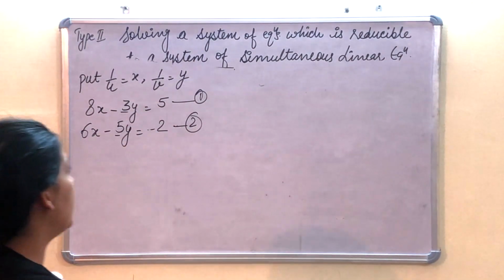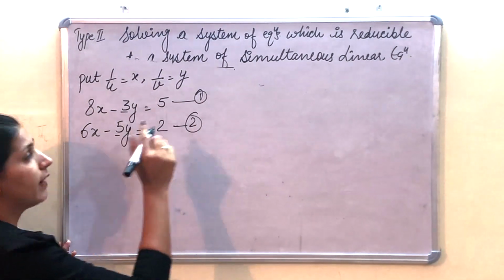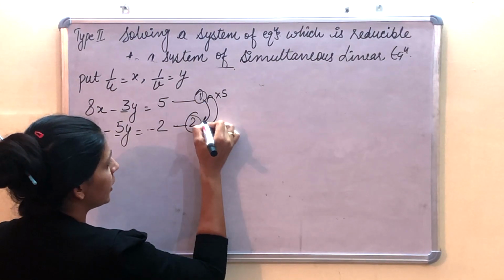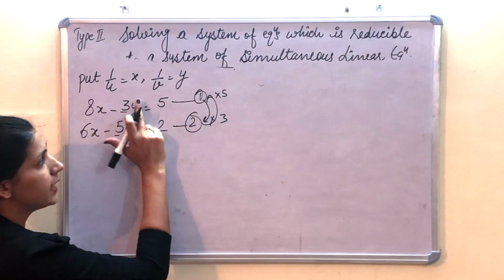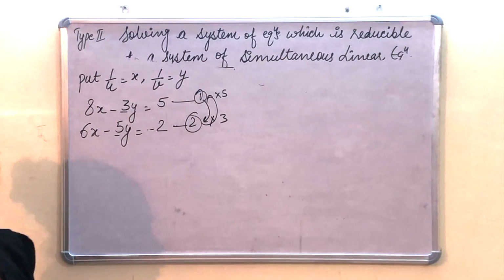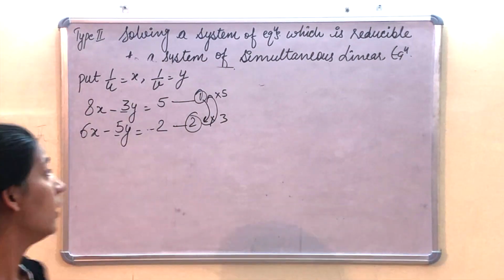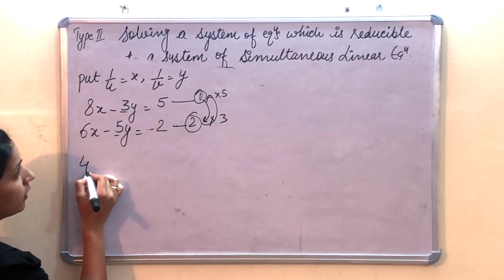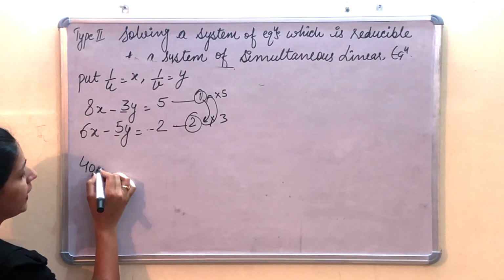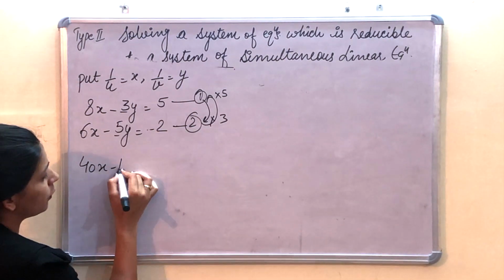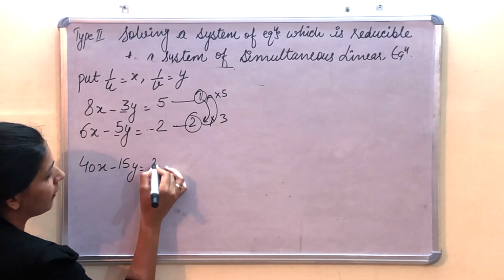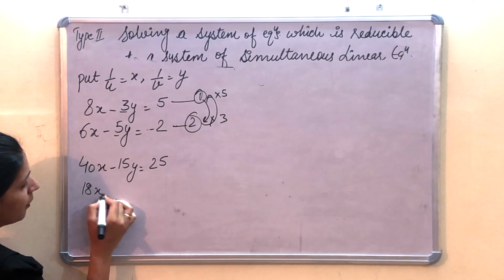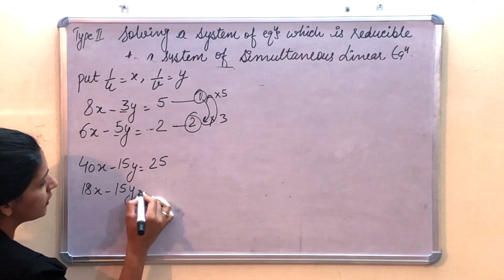So if we multiply in cross both the equations, that if we multiply the first by 5 and the second equation by 3. So 3 5s are 15 and 5 3s are 15. Then both the coefficients of the y are same. So multiply equation number first by 5. It is 4 5s are 20, 8 5s are 40x minus 3 5s are 15y is equal to 5 5s are 25. Second by 3, 6 3s are 18x minus 5 3s are 15y is equal to minus 6.